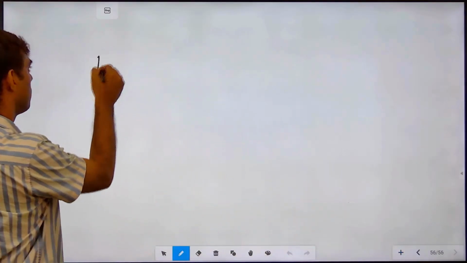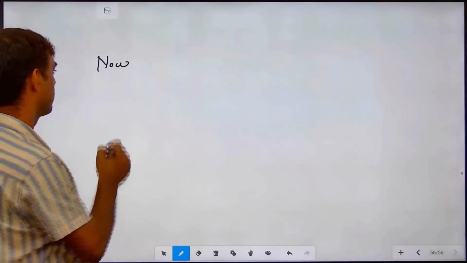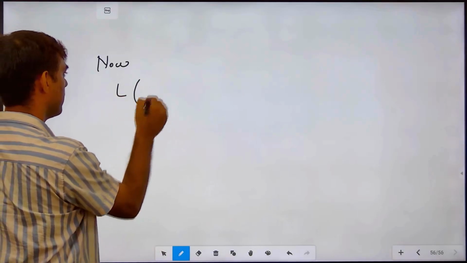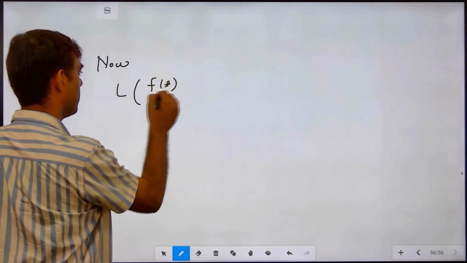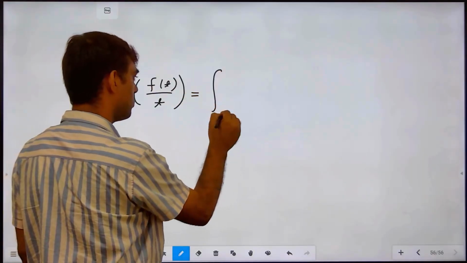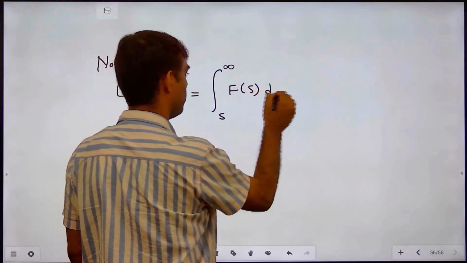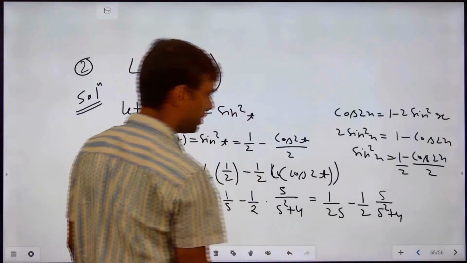Now, by the property of division by t, the Laplace transform of f(t) by t equals the integral from s to infinity of F(s) ds, and here we assume that this one is what?